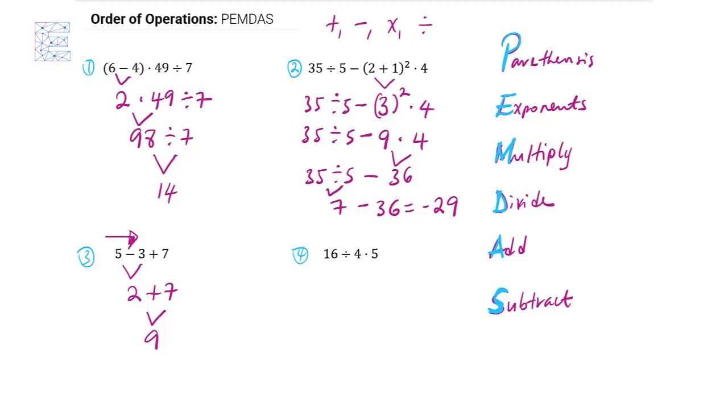Likewise, if a question only has multiplication and division, we should avoid using PEMDAS and simply go left to right. Once again, just like we went left to right when we had addition and subtraction, we should also go left to right if a question only has division and multiplication, such as question 4. Although PEMDAS says we should multiply before we divide, we should not obey that rule. Simply go left to right. 16 divided by 4 is 4. I'm going to bring down the 5. 4 times 5 is 20.